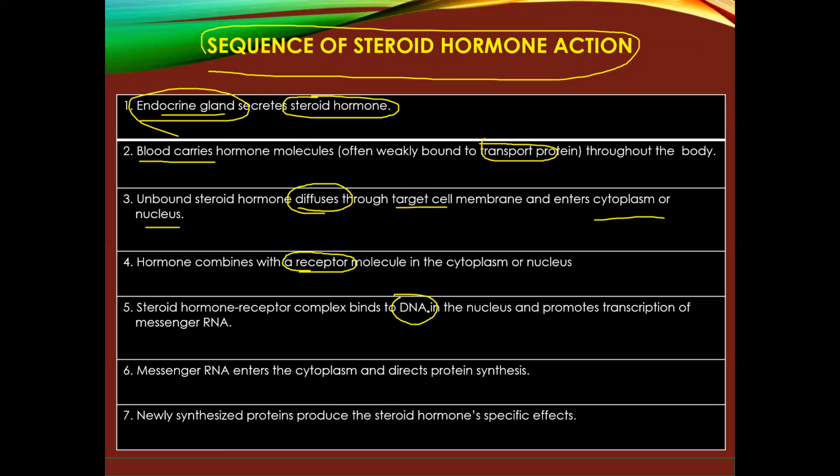So DNA will be transcribed into messenger RNA. The messenger RNA then will be translated into protein. So this is protein synthesis. And the newly synthesized protein then will produce the actions on that specific individual or that cell. Okay, so this is the sequence of the lipid-soluble hormone from production until the actions.